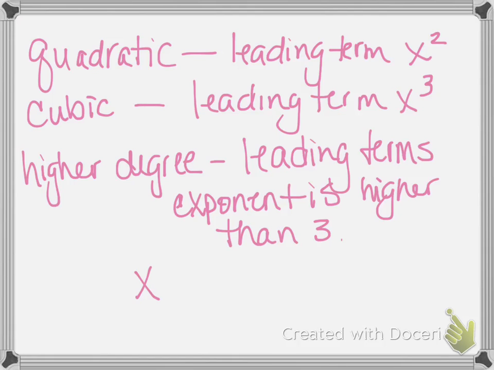So anything that's x to the fourth, x to the fifth, x to the sixth, and so on would be considered a higher degree polynomial. We don't have a special name for it like quadratic or cubic. It's just a higher degree polynomial, 4th degree, 5th degree, 6th degree.